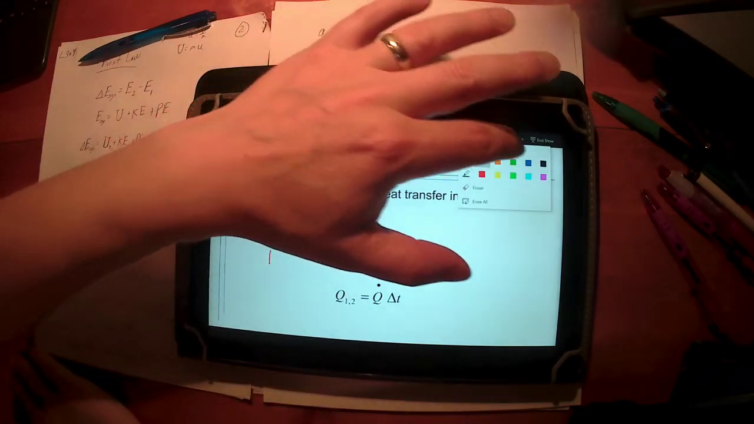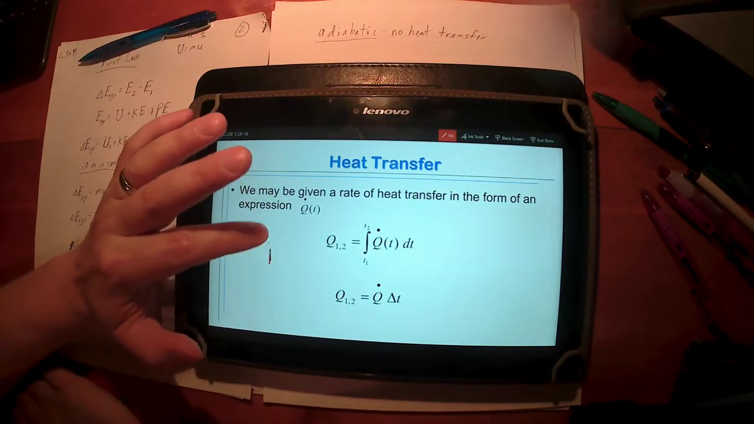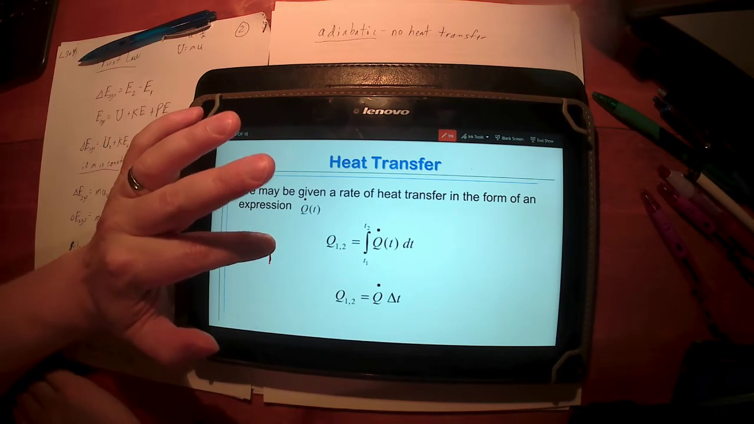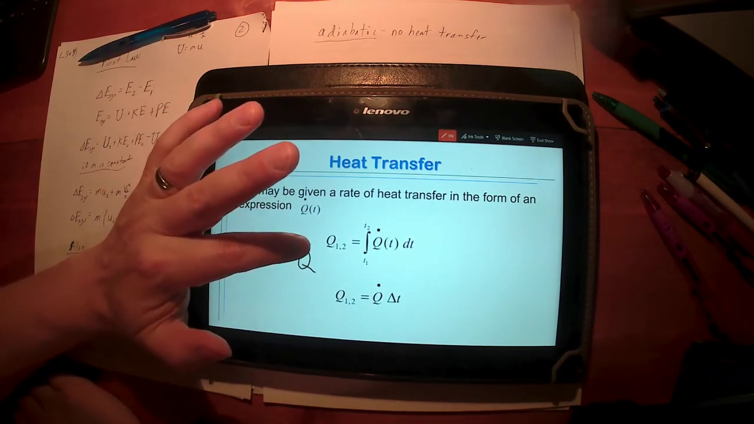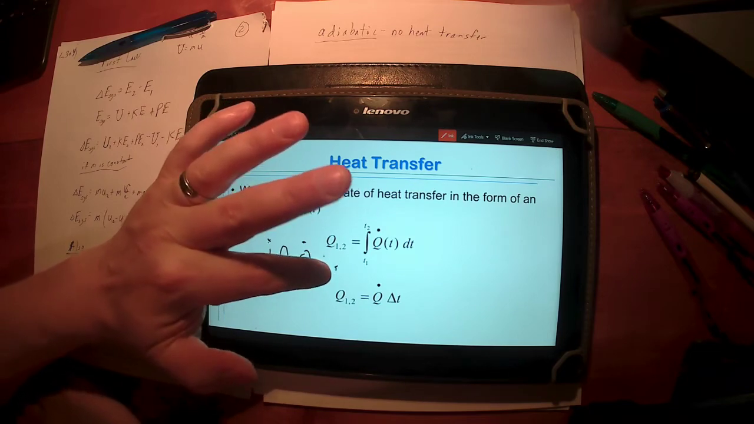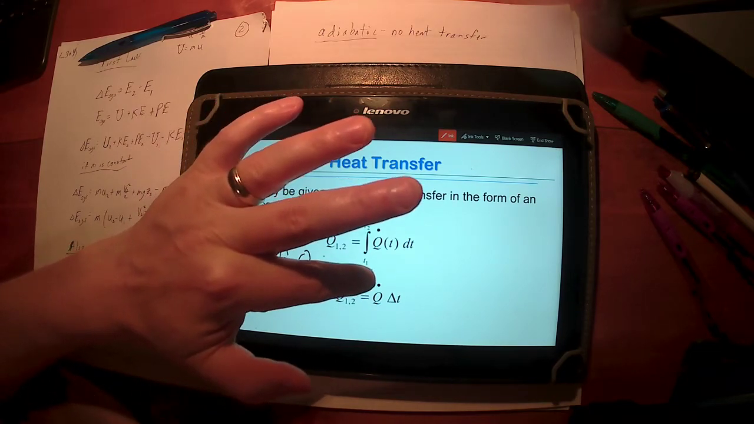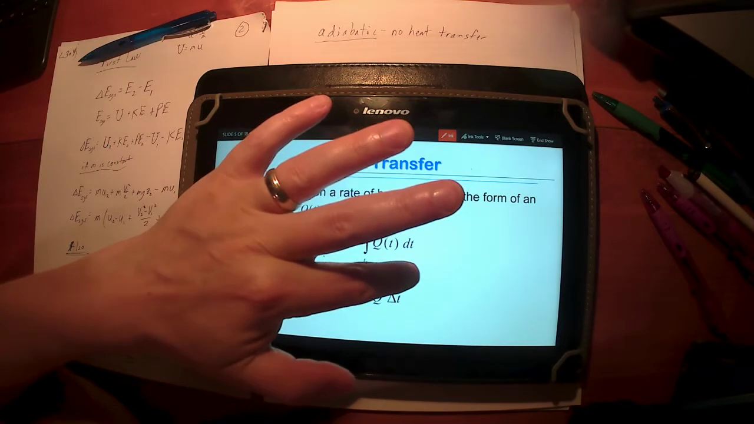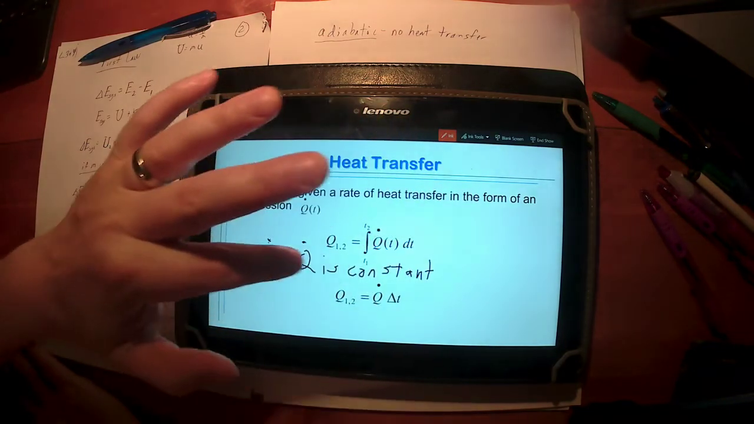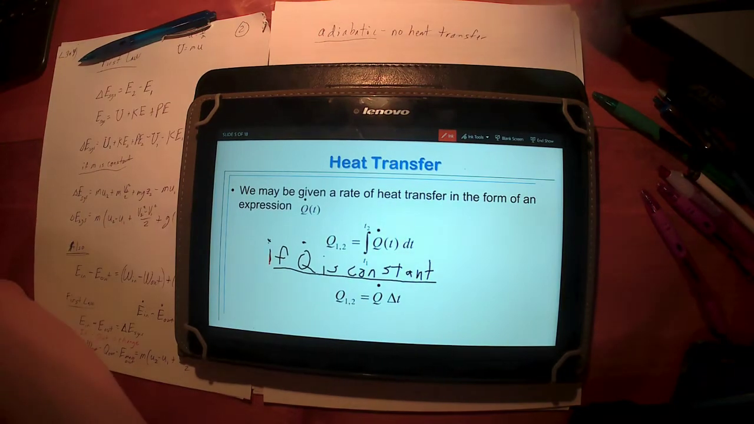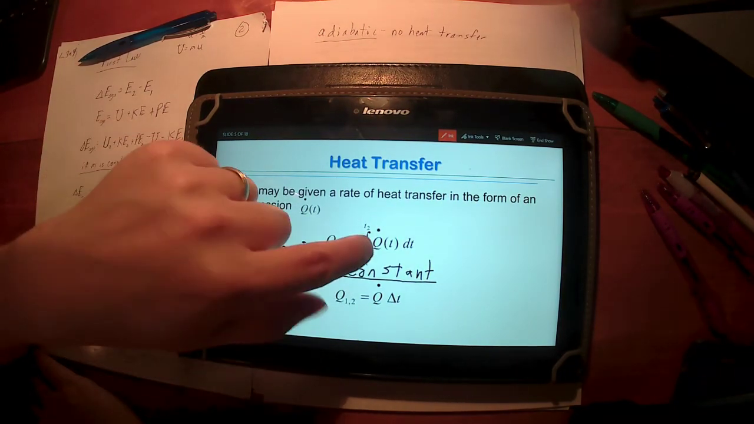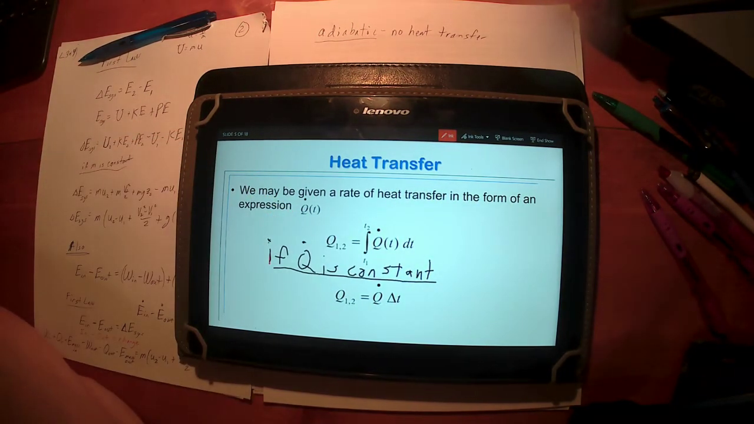Now, I'll say if Q dot is constant, so if you find a situation, and this is a pretty common situation, it's a special case. We always know we can integrate it. Something that's a function of time, we always know we can integrate it over time to get the total amount.